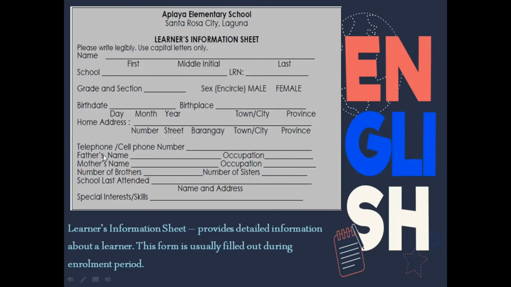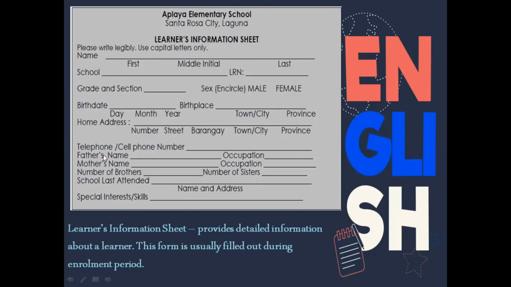For example, you are a transferee, we don't have your data from your previous school. So using your LRN, we can contact your previous school and then we can get your grades, we can get to know you better. So it is very important to answer this learner's information sheet accurately and honestly.